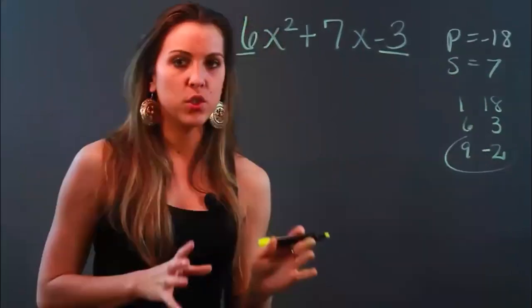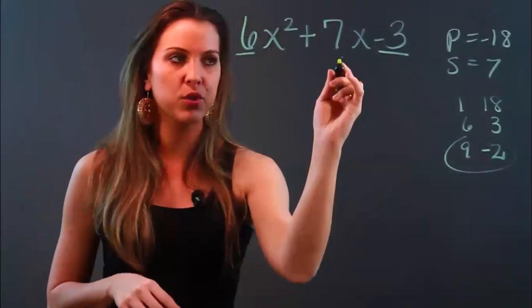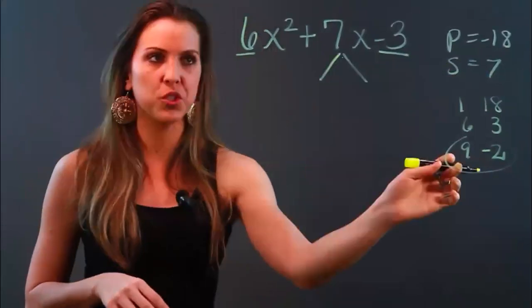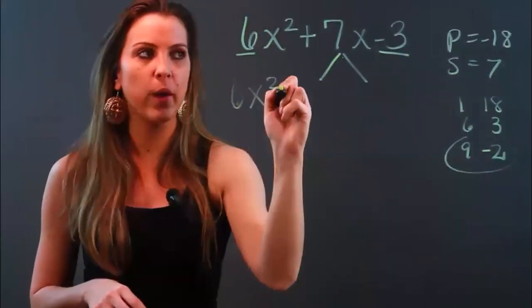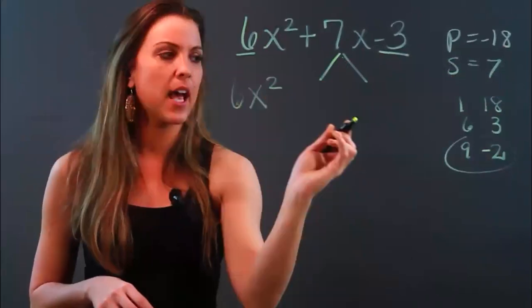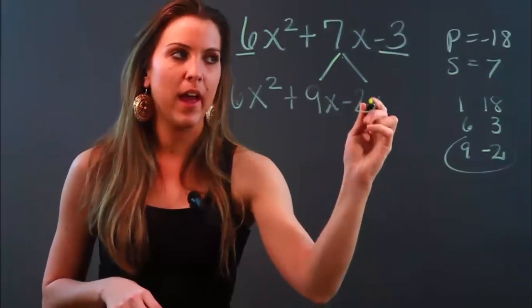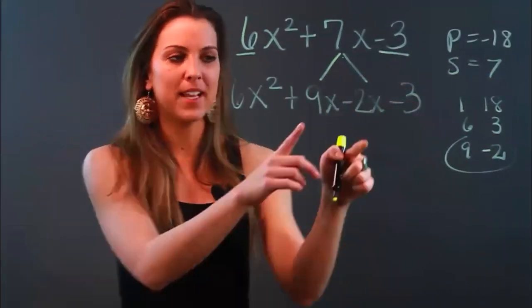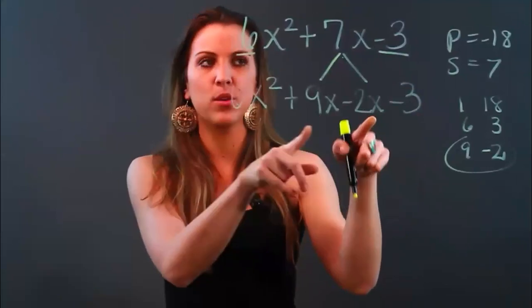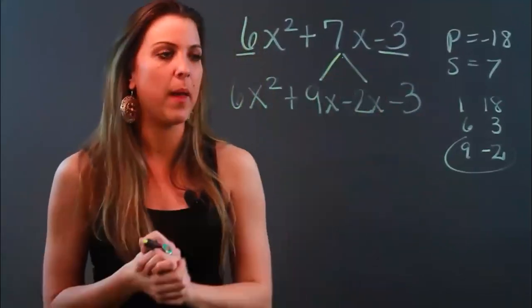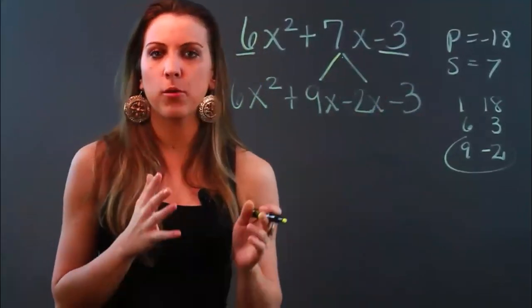What I do now is I split this middle term into those two numbers. So I'm going to rewrite this as 6x squared, and instead of writing 7x, I'm going to write plus 9x minus 2x, and then bring down your minus 3. Because this is the same thing. 9x minus 2x is still 7x, so I'm allowed to do that. Now what happens is I factor by grouping.